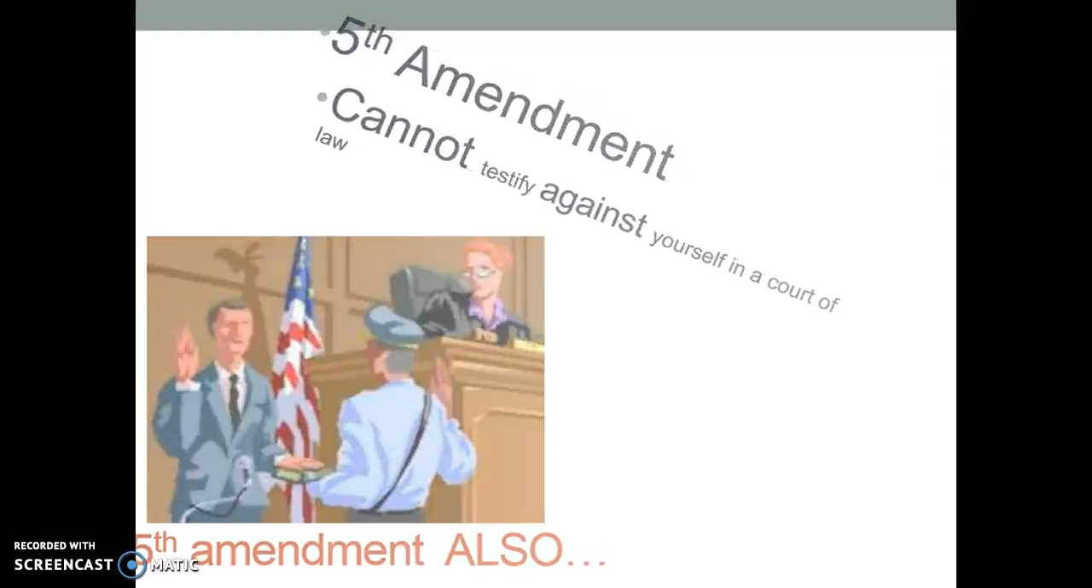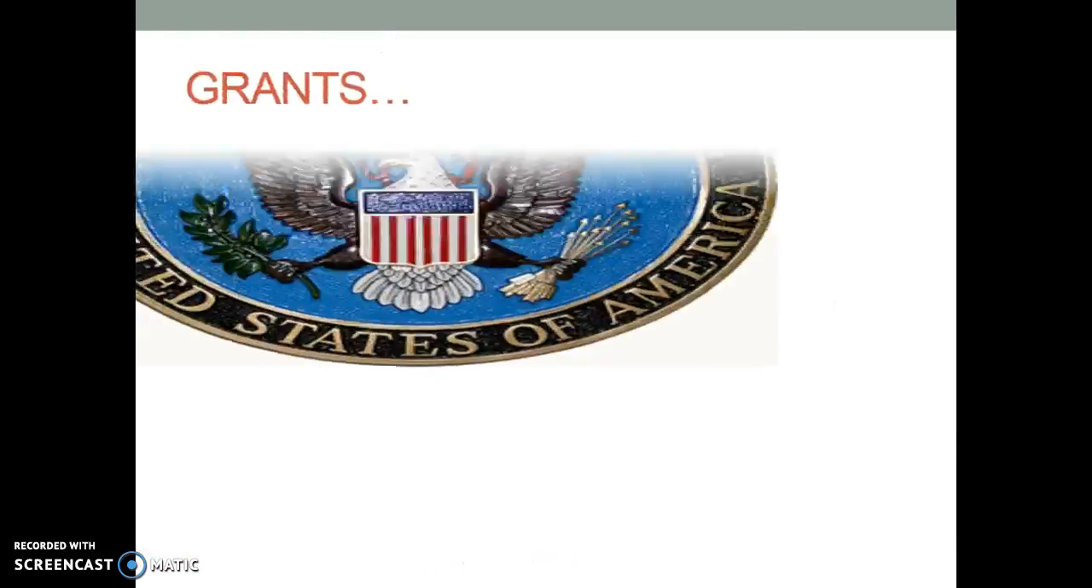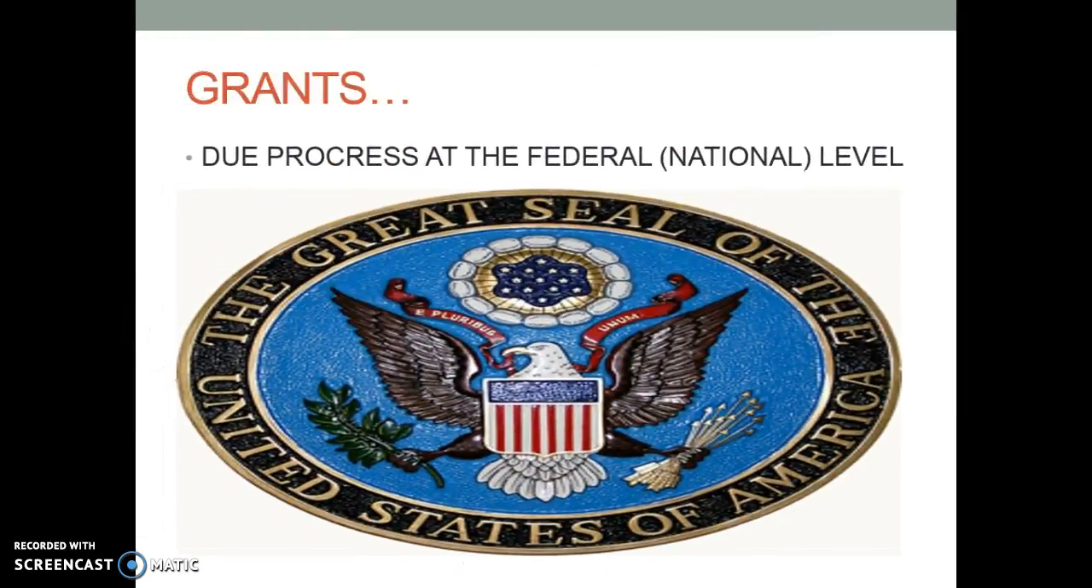The 5th Amendment also grants us due process at the federal or national level, okay? This means that if the FBI or anybody like that, or any of the national courts, comes after you for breaking a federal law, they also still have to respect all of your rights. So the example in terms of law enforcement would be if the FBI came looking for you, they still have to respect all of your legal rights. Just because they are a national law enforcement agency does not mean they get to disregard your rights as a citizen in the U.S., okay?